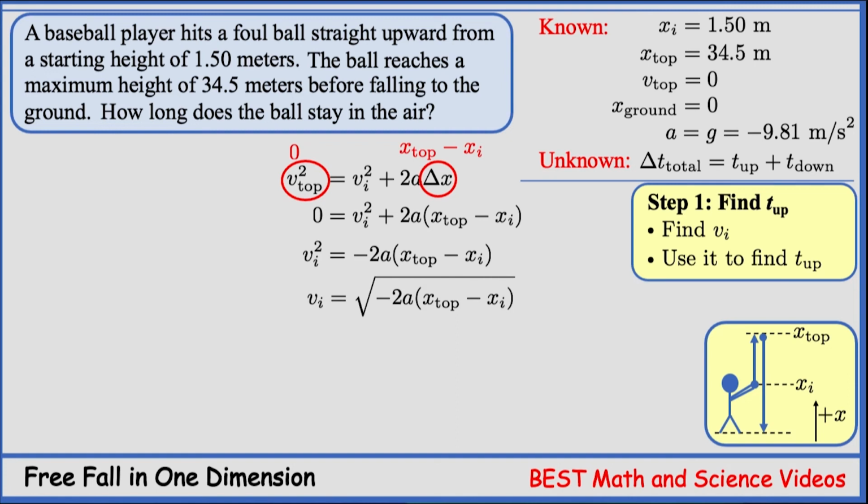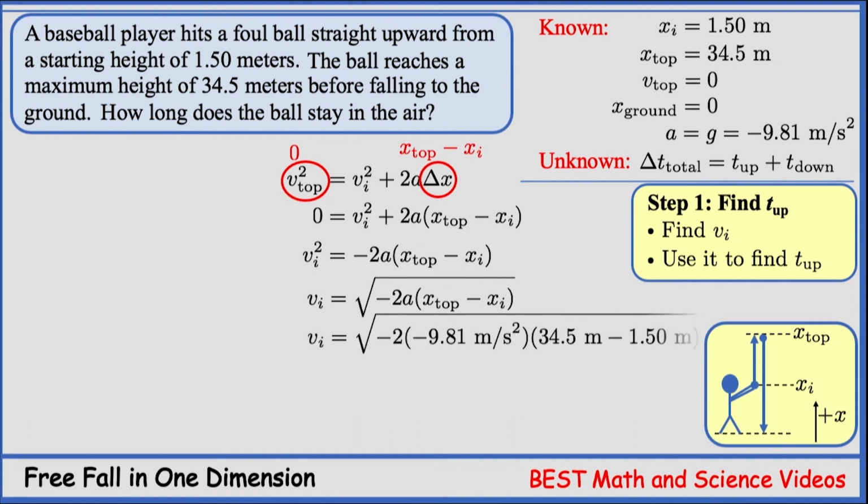It might concern you that we have a negative sign under the square root. Remember, however, that the acceleration is negative, so the entire expression will be positive. Let's now substitute the given values. Acceleration is negative 9.81 meters per second squared. X top equals 34.5 meters. And xi equals 1.50 meters.